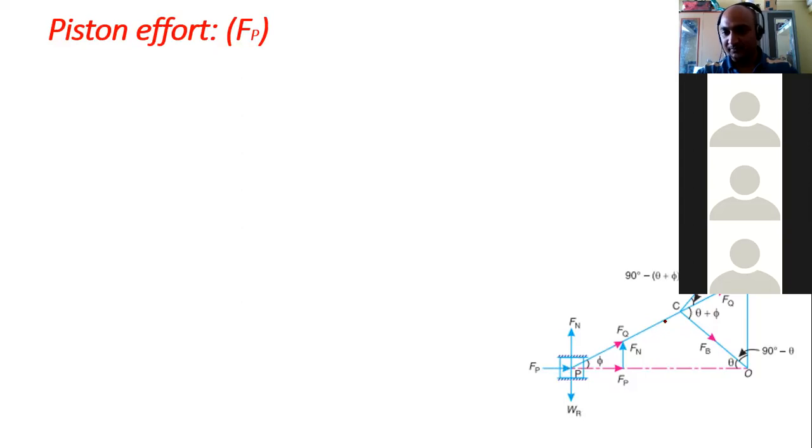Some part will go to FQ. If you see, FP is also divided into two parts. Sorry, not FP, you can see FQ. Now suppose this FQ force is at a certain angle here, so this angle is also phi. This FQ is now dividing into two perpendicular components, one is Fn and second one is FP.